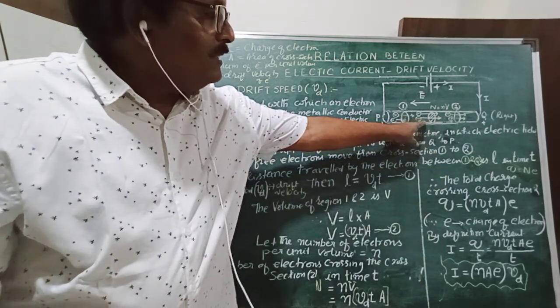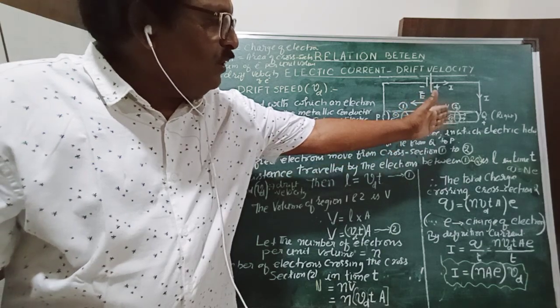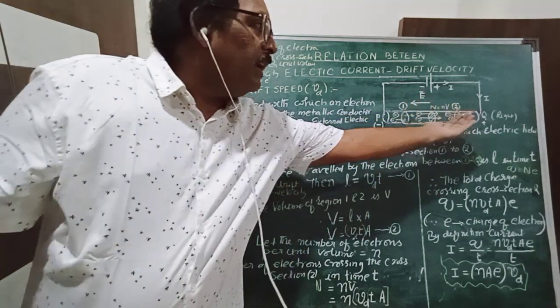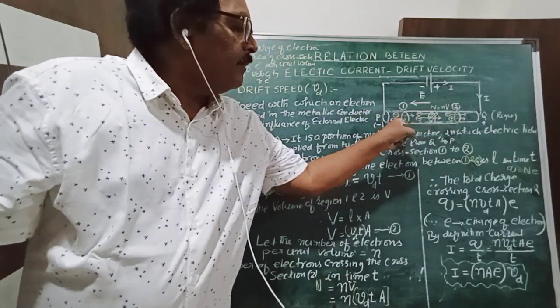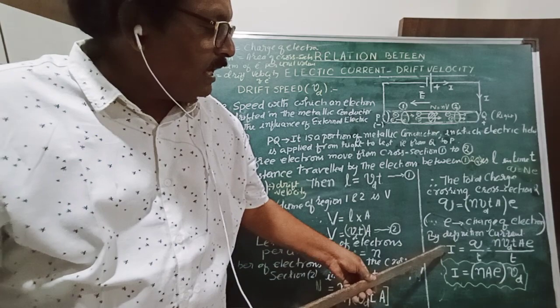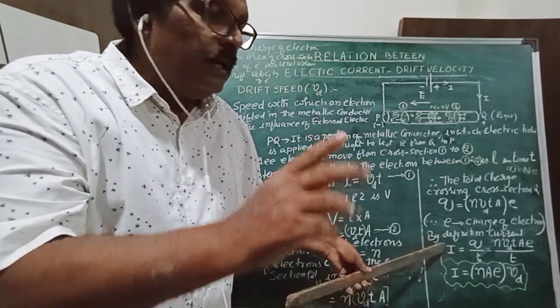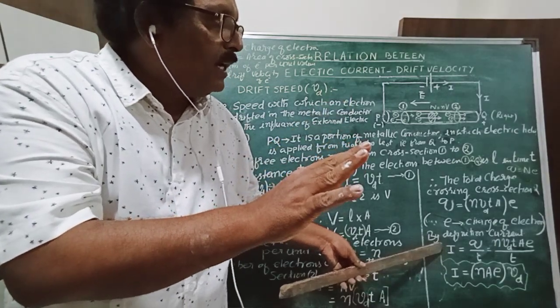So current is established due to the rate at which the charge is flowing, the rate at which electrons are flowing from 1 to 2, so that the current is flowing. The conventional direction of current is from 2 to 1. So the current is a scalar quantity, but it has direction. Because the current has no components, it cannot satisfy the parallelogram law of vector addition.